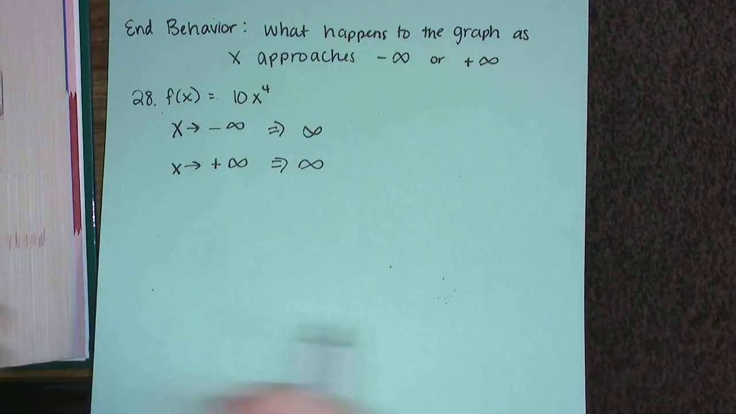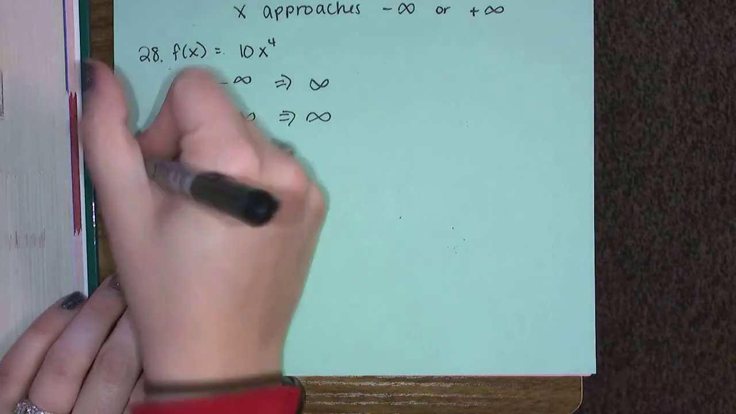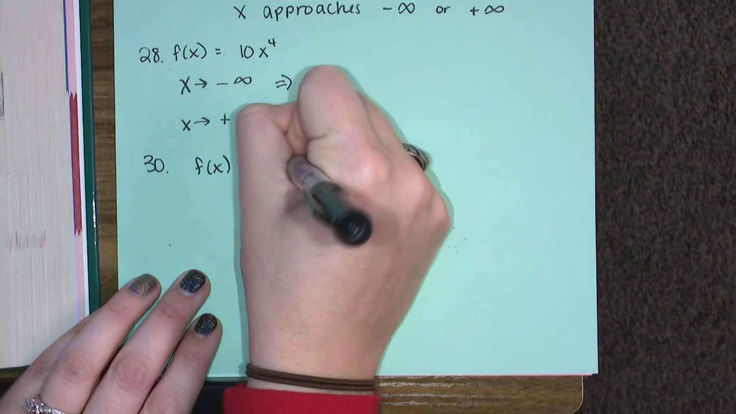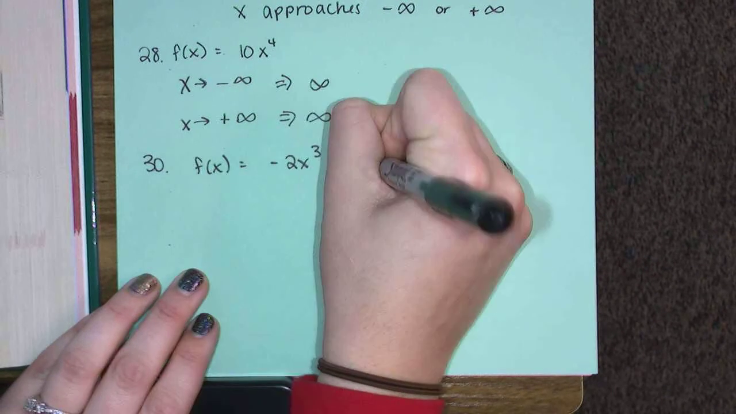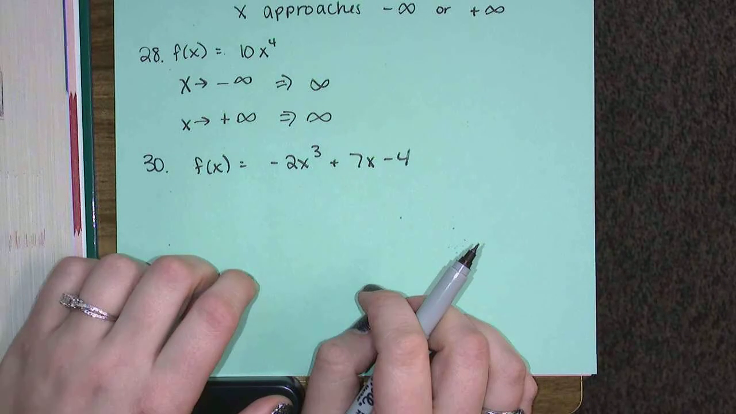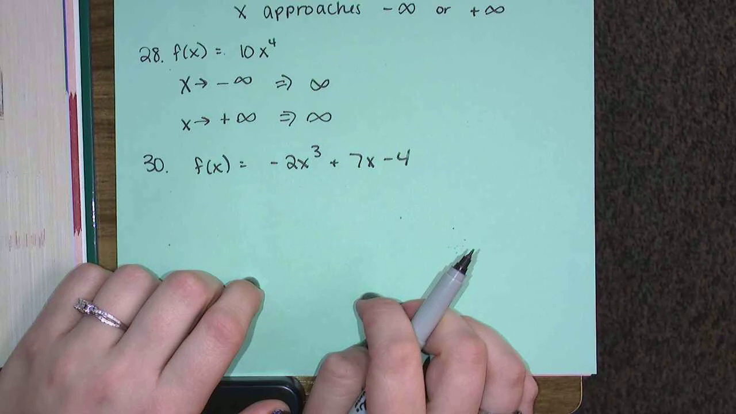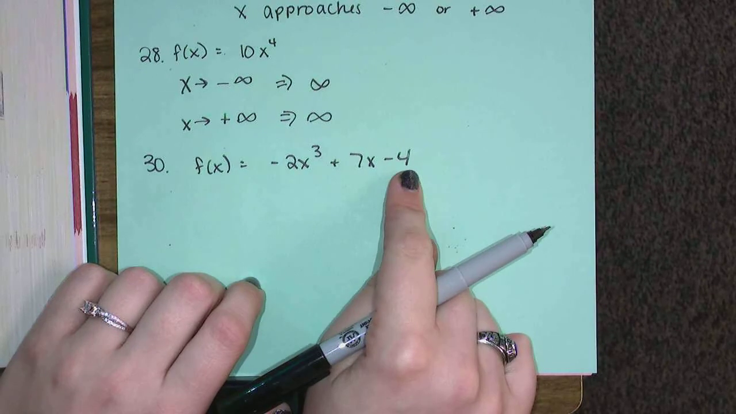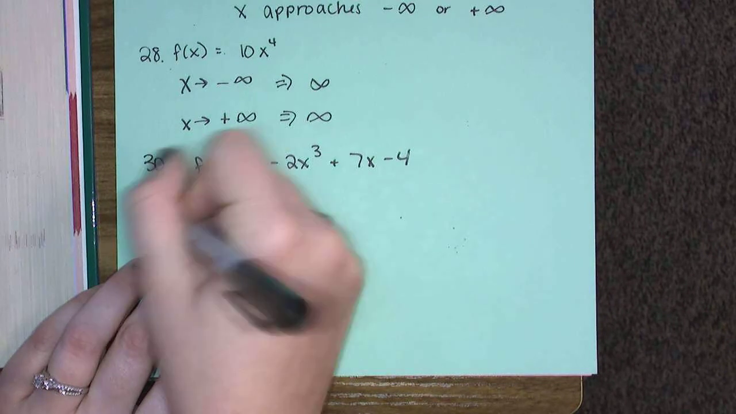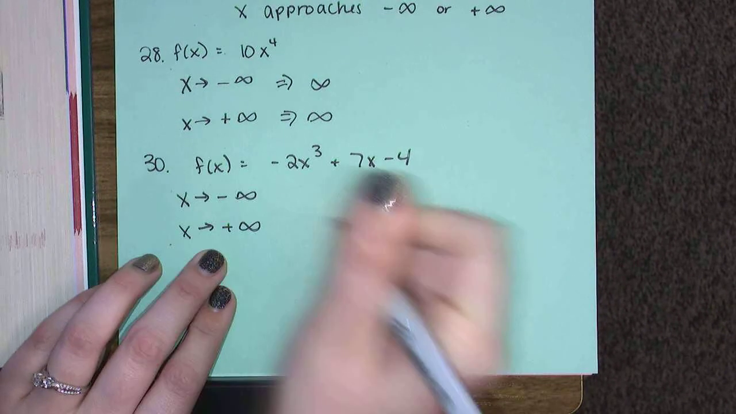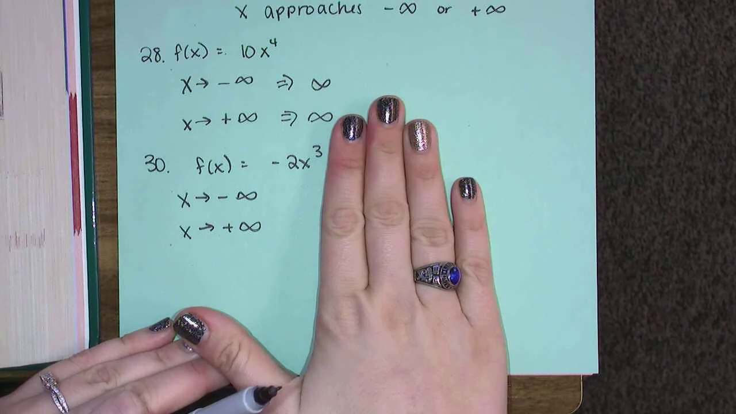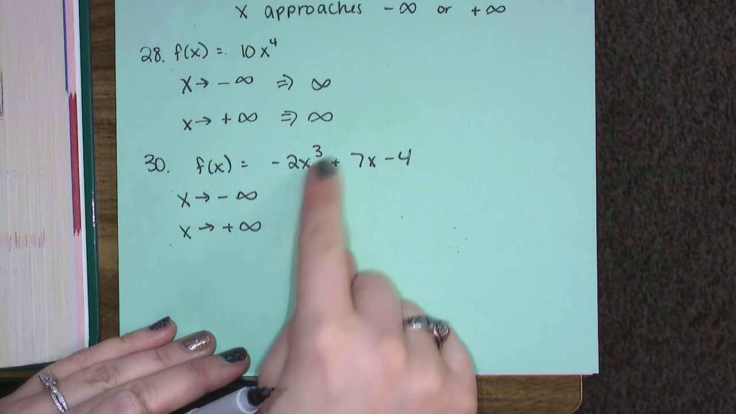Alright, one more, and then we'll be done. f of x is equal to negative 2x cubed plus 7x minus 4. A common misconception here is that you need to look at every term that has an x. But when I want to know what's happening as x is going to negative infinity or positive infinity, I only need to look at the biggest term. So I only need to look at the term that has the highest degree.